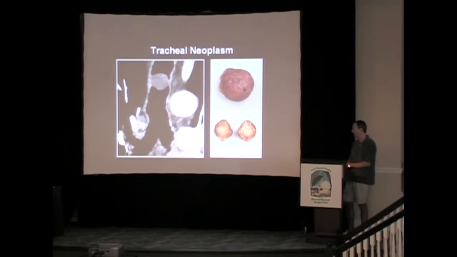For tracheal neoplasms, an image like this can very easily show you that this lesion is completely intraluminal, its relationship to the carina and other structures. This proved to represent a benign neurofibroma.